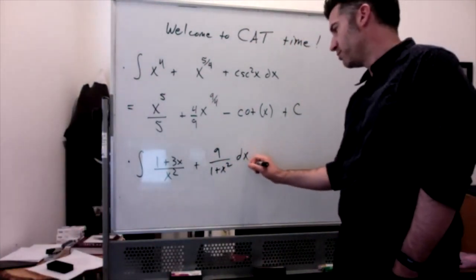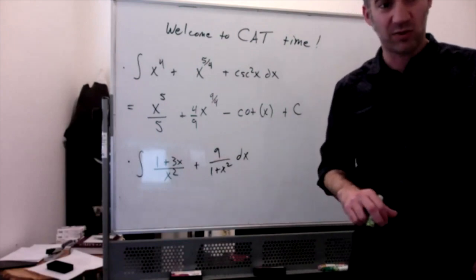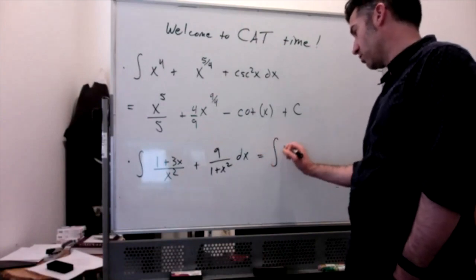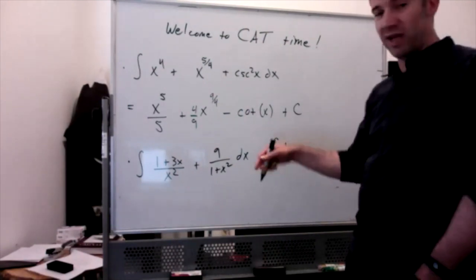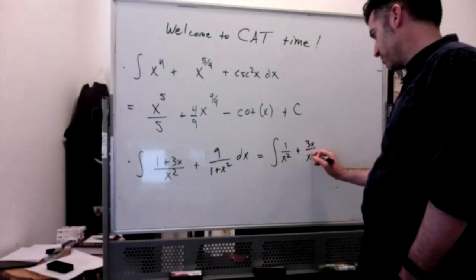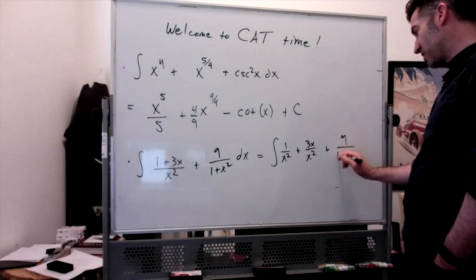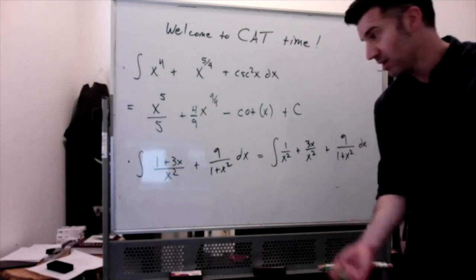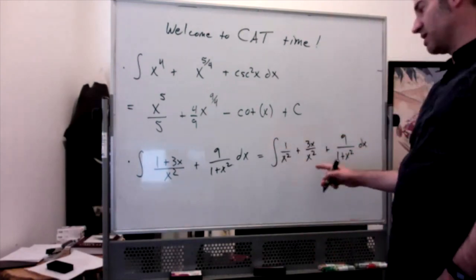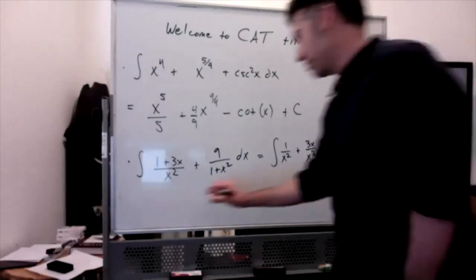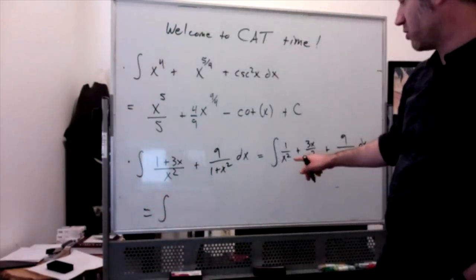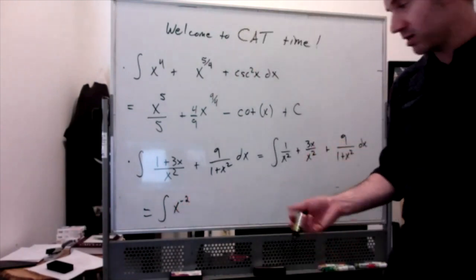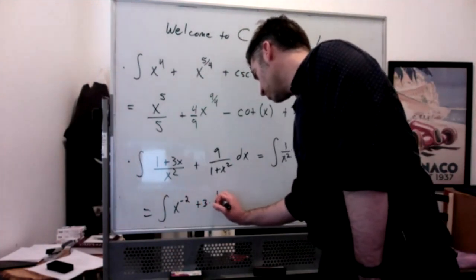This first part requires a little bit of extra work. We really should break this up as two fractions: 1 over x squared plus 3x over x squared. And this 9 over 1 plus x squared, there's nothing you can really do with that. You're stuck with 9 over 1 plus x squared. Then we're going to rewrite these. You might have a different opinion about what I'm going to do here. I'm going to write this as the antiderivative of x to the minus second. And then 3x over x squared, I can write as 3 over x, or 3 times 1 over x.